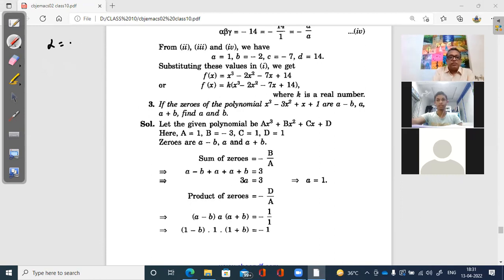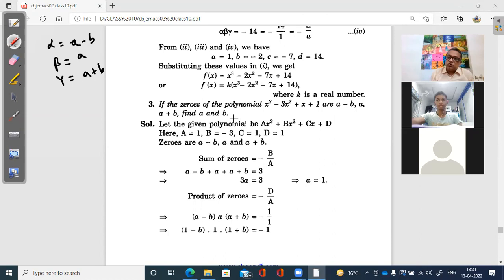Yani alpha diya hua hai a minus b. What is your zeros? Zeros are alpha, beta, gamma. So pehla jo zero hai wo alpha, a minus b. Beta is given a. And gamma, the third zero, is given a plus b. These are the three zeros given. a minus b, a, a plus b. Okay. All you need to do is find out the value of a, b.